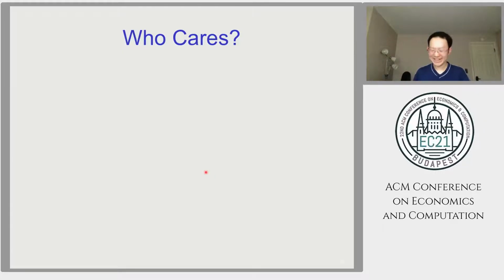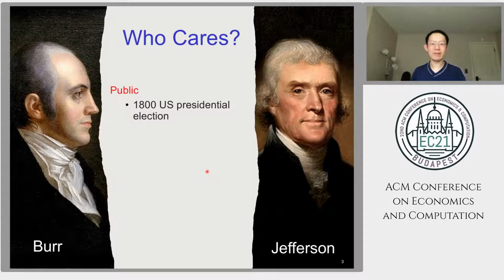Who cares? It turns out that the public cares about this problem because ties can be very undesirable. For example, back in the year 1800, in the US presidential election, Burr and Jefferson ended up with a tie in the Electoral College vote. And according to the Constitution, the House of Representatives is going to vote to decide who will be the president. And guess what? There were 35 rounds of tied House of Representatives votes, and fortunately in the 36th round, Jefferson was chosen to be the winner. And that event actually led to a change to the Constitution.